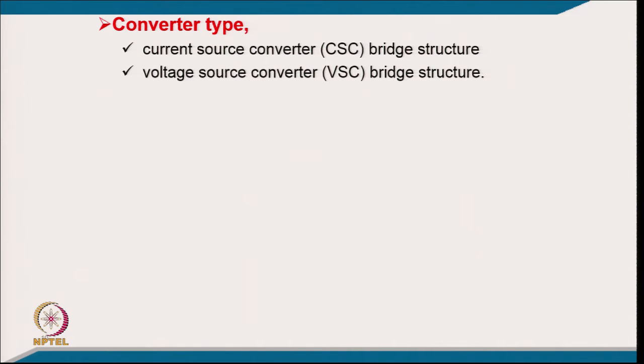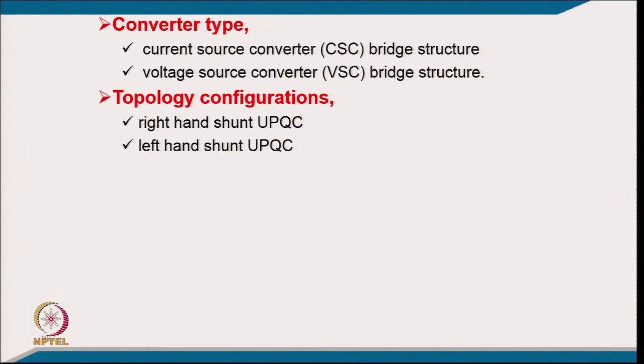Coming to the classification of unified power quality compensators, these can be classified based on the converter type, whether you are using a current source converter or a voltage source converter in the configuration of the UPQC. That is one kind of classification. Another classification can be topology based, whether you are putting a right shunt UPQC.